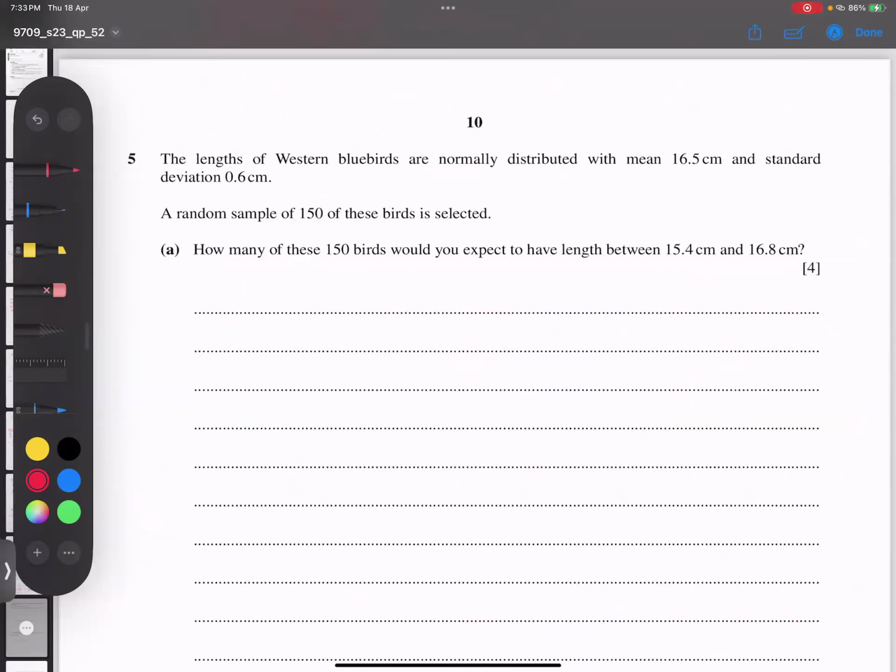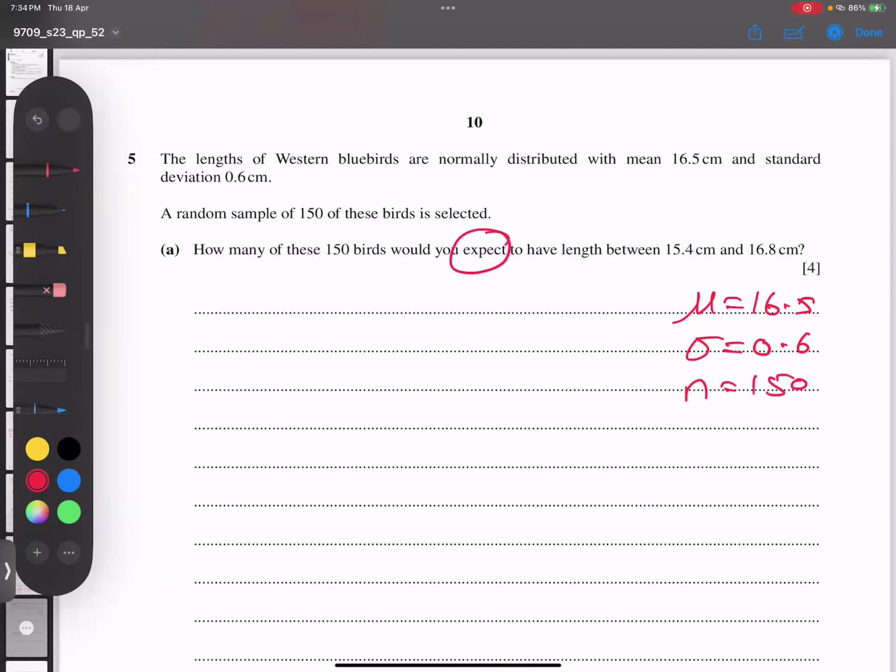The next question is what, student? The lengths of the western bluebirds are normally distributed. So it is a normal distribution topic, with a mean given as 16.5 and a standard deviation given as 0.6. A random sample of 150 is taken. And how many of the 150 birds do you expect?